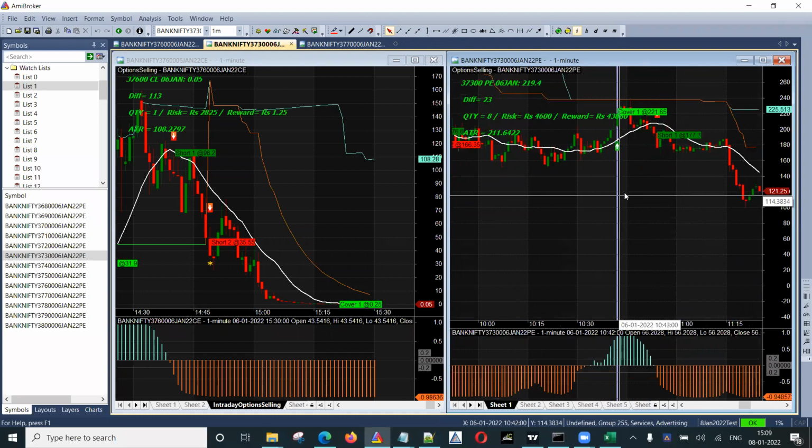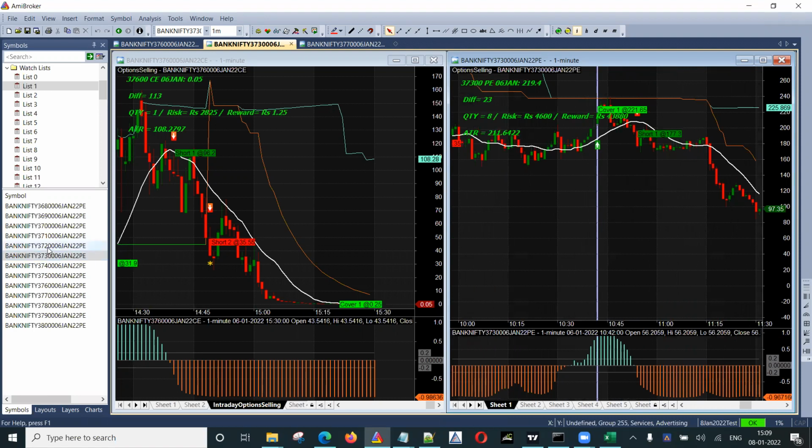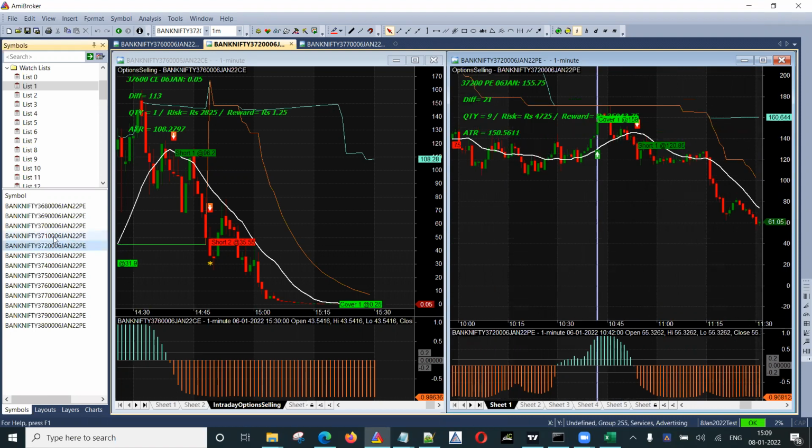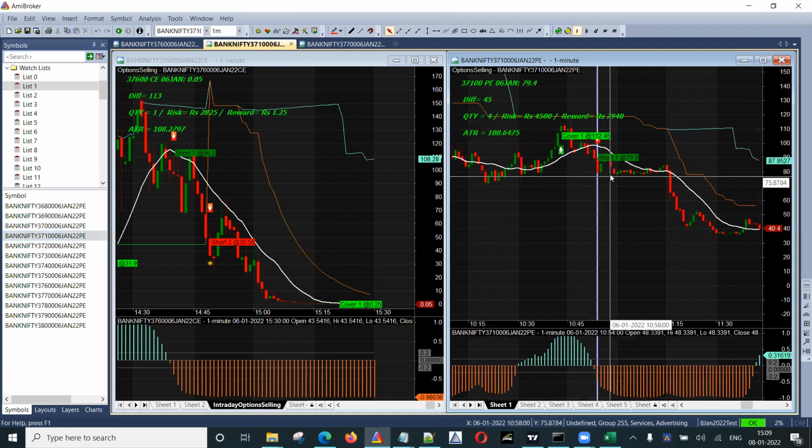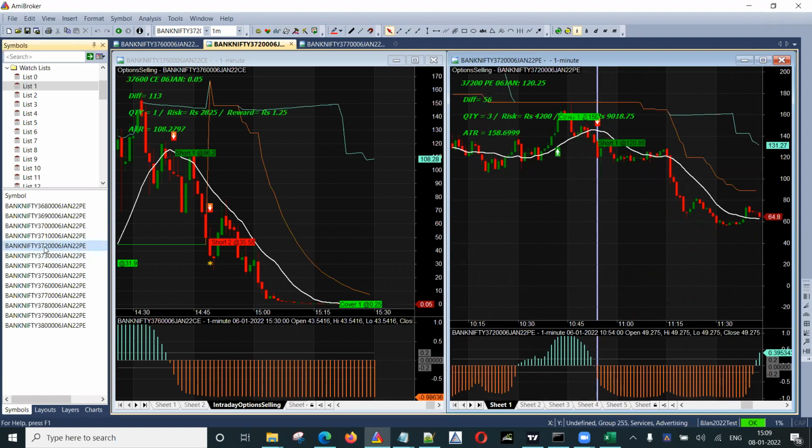Now I move ahead. Another strike price has crossed 200. I cannot look at this. I have to go to a strike price which is near 100. Okay, this is near 100. So this gives me a sell signal at 84. So I'll rather sell 37,200, which is at 120.